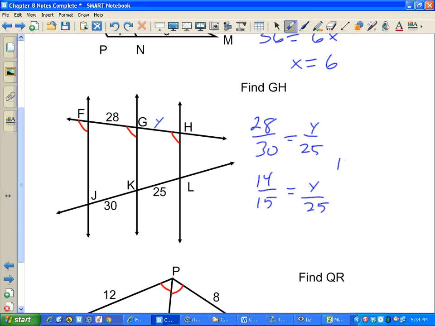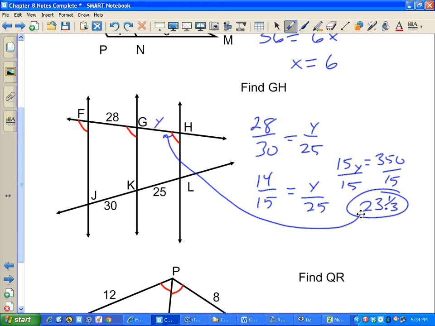Cross multiply, I'm going to get 15y equals 350. Divide by 15. That goes in there twice and leaves a 50, which would go in there 3 times. Just leave another 50, and I'm just going to get 3 repeating here. So 23 1/3. Okay, and that's what this piece would be.